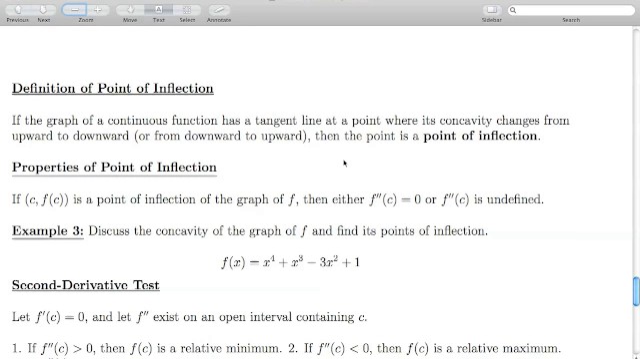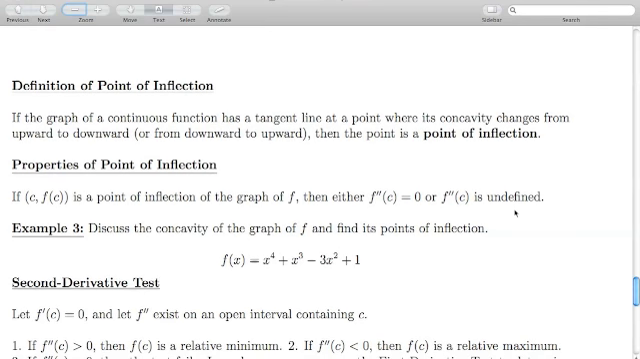So a couple of properties of the point of inflection. So say you have some point C, f of C, and we're saying that that's a point of inflection of the graph of f. Then either f double prime of C is 0 or f double prime of C is undefined. Okay. So we're saying that if you have a point and you claim that it's a point of inflection, basically that's like our critical number of our f double prime. So you can relate it to that. But yeah, so if it's a point of inflection, your f double prime evaluated at that point will either be 0 or undefined. Let's look at example 3.